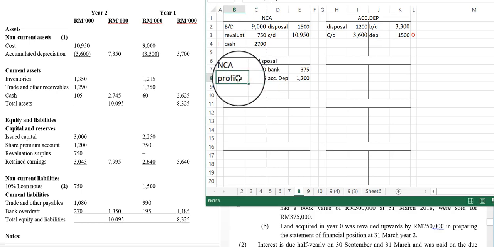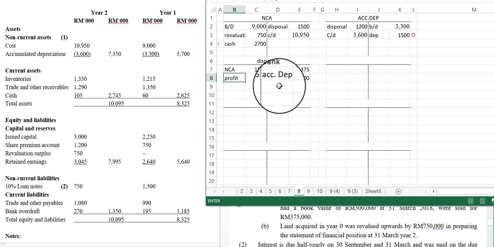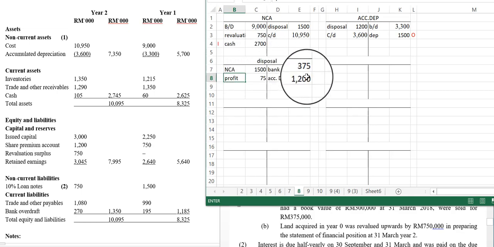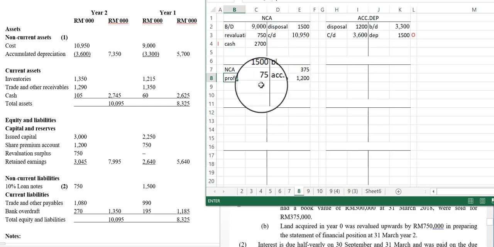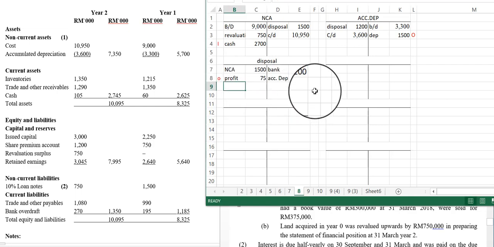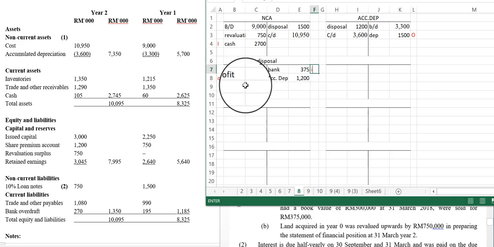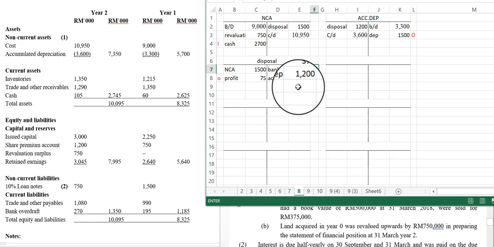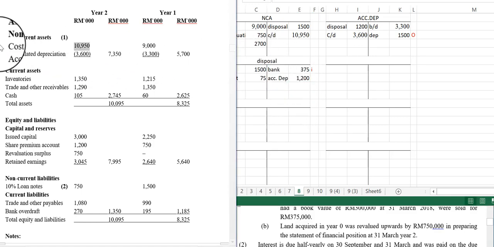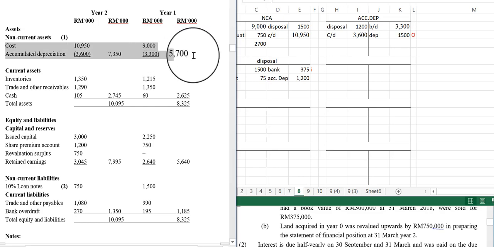Now, profit does not mean cash. If you look at this transaction, the cash you receive is 375, but the profit that you earn is 75. In your profit and loss, you recorded 75. The cash you receive is 375. So we'll record the cash amount, not the profit amount, in cash flow. So we settle your disposal account. So look at this, these 2 accounts done.